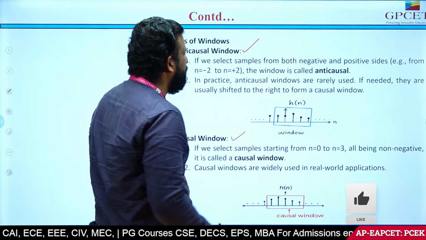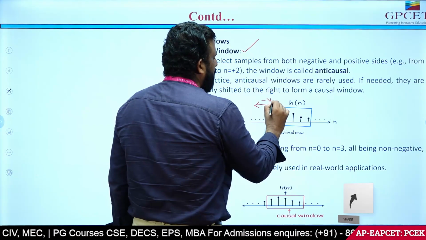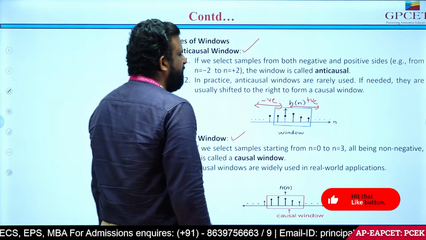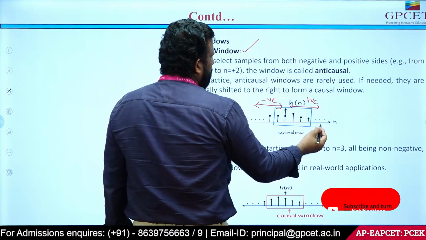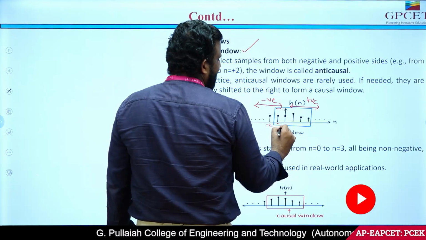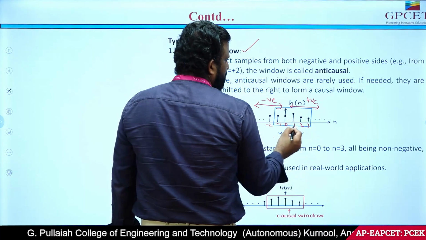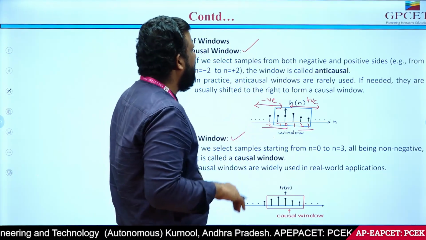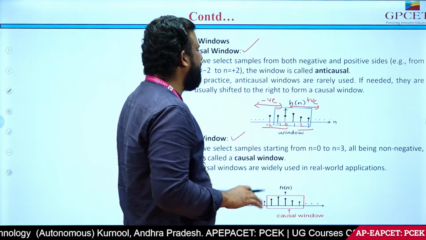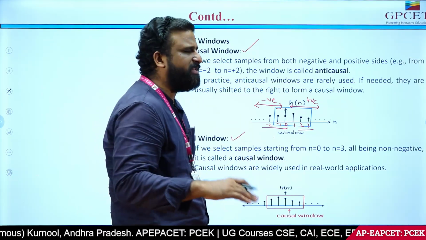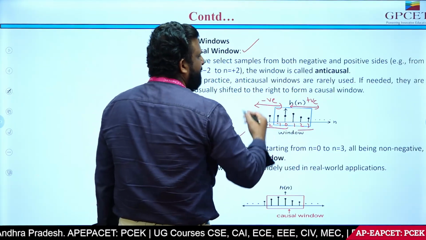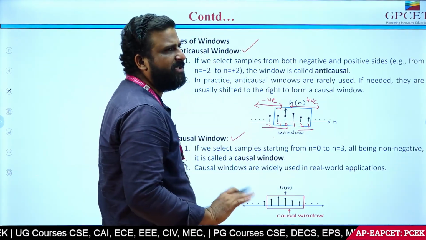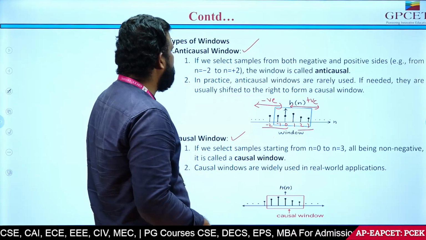If we select samples from both negative and positive sides, for example, n equal to minus 2 to n equal to plus 2, so minus 2, minus 1, 0, 1, 2, 3, then we get positive samples as well as negative samples. If a sequence h of n has both positive and negative samples, then that is said to be an anti-causal window, and it is rarely used in the windowing technique. So this is the anti-causal window.